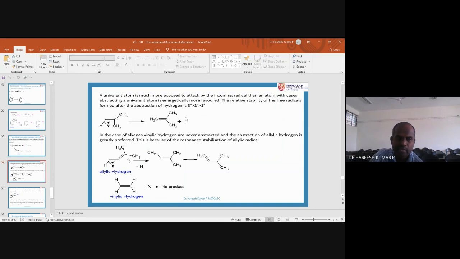Suppose a compound, more particularly you can observe the allylic hydrogen. This is an allylic hydrogen. Allylic hydrogens are acidic in nature, and this allylic hydrogen easily undergoes homolytic cleavage, giving rise to radical.